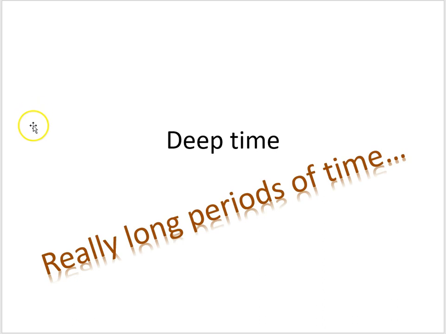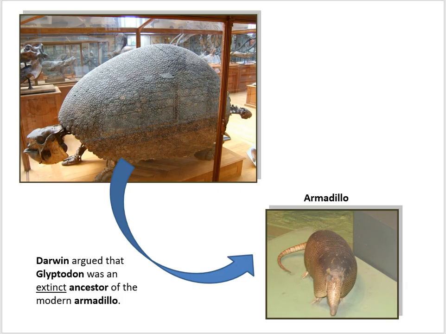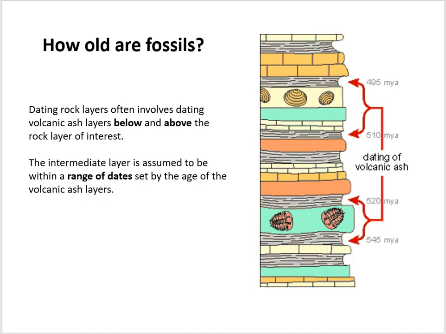In the last lesson, we learned a little bit about deep time. These are very long periods of time that are hard to understand. And we learned that these are lengths of time that would be required for an organism like Glyptodon to change into the modern armadillo, as Darwin argued. Well, how old are these fossils that we find in the rocks?